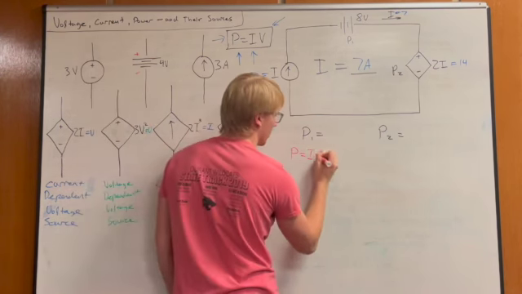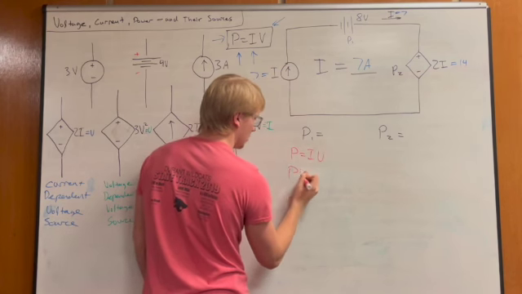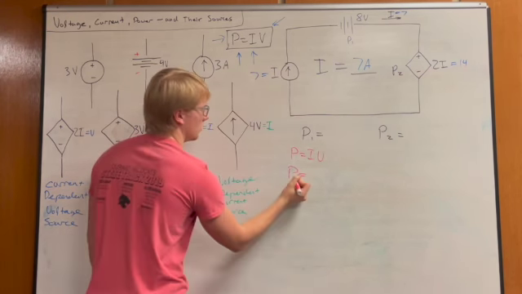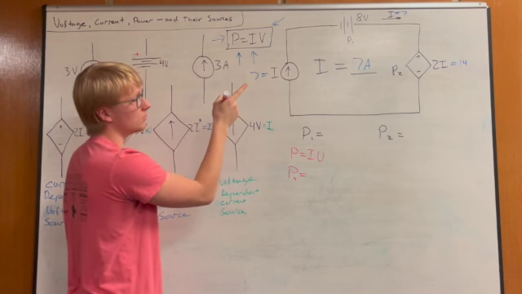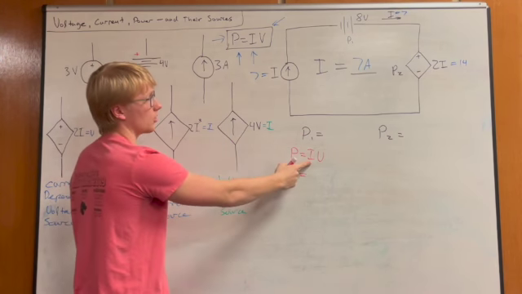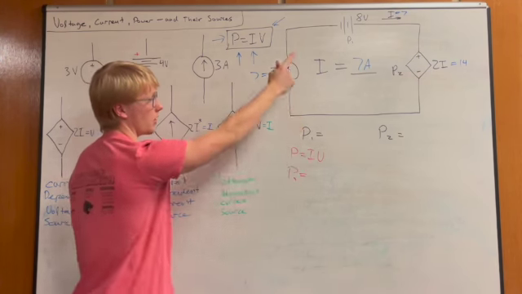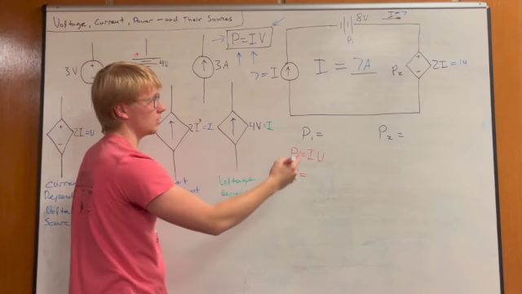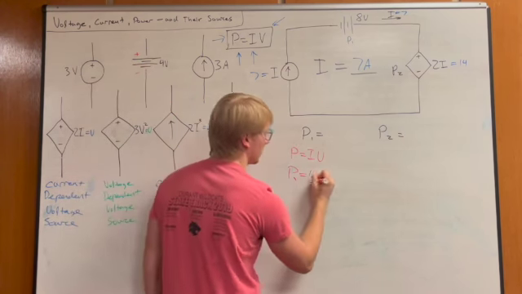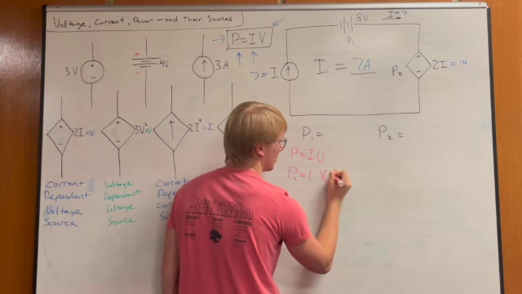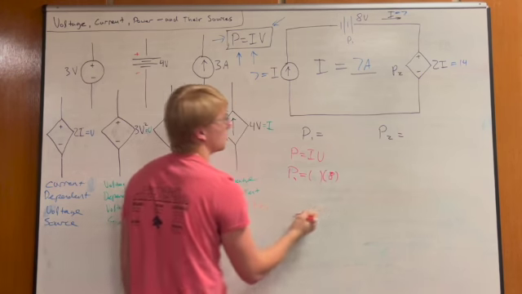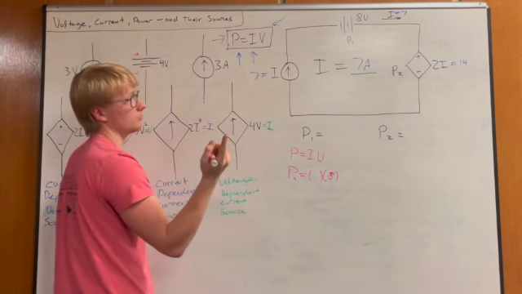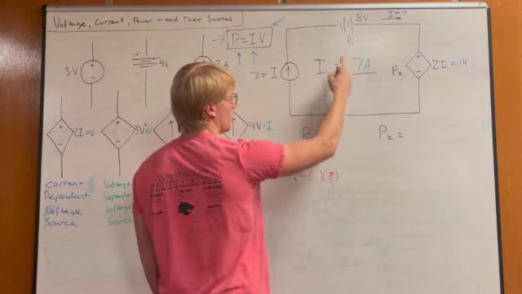So the equations that we're going to use, I'll just copy down here. P1 is going to equal the current flowing through that branch times its voltage. We know the voltage, that one's pretty easy. 7 times 8. The current flowing through it is 7.